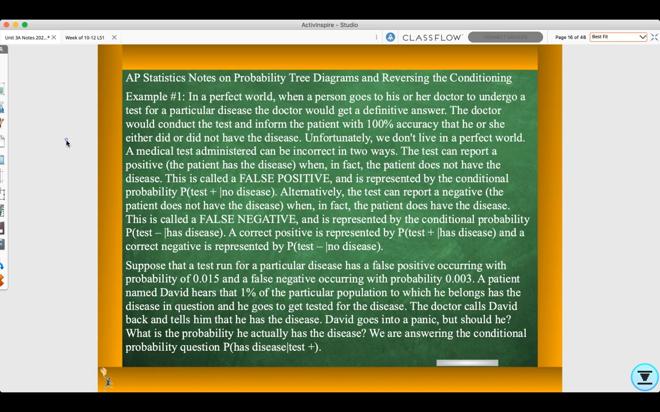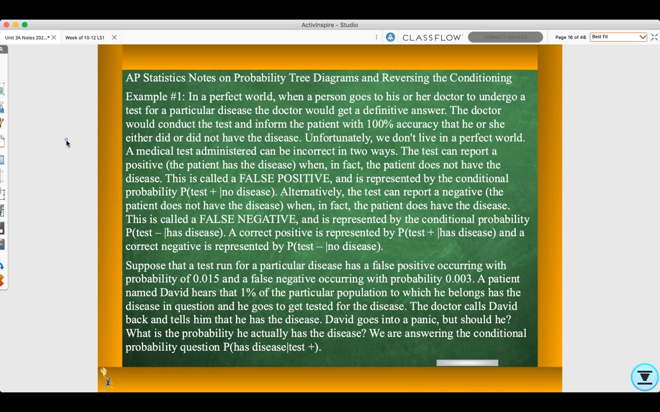In a perfect world, when a person goes to his or her doctor to undergo a test for a particular disease, the doctor would get a definitive answer. The doctor would conduct the test and inform the patient with 100% accuracy that he or she either did or did not have the disease. Unfortunately, we don't live in a perfect world. A medical test administered can be incorrect in two ways.